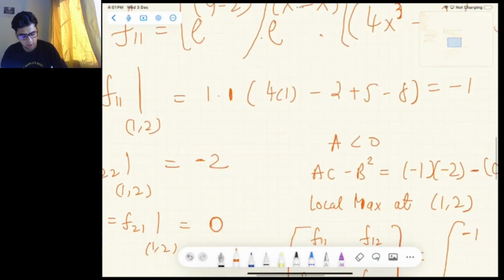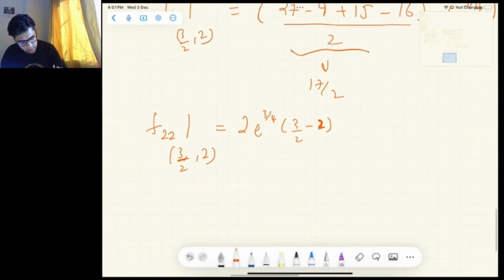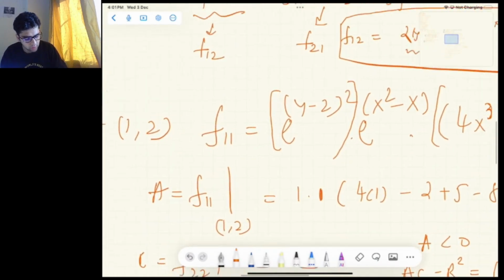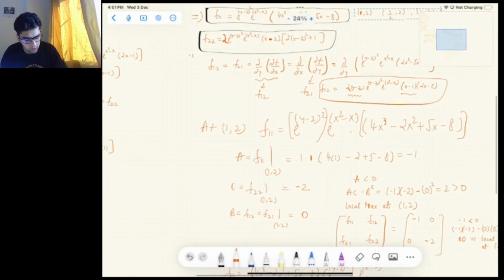Yeah. So coming back, I just want to check something. So this becomes 3 by 2 and this becomes 1. 2 e to the power 3 by 2. This becomes 3 by 2 minus 2 and 1.